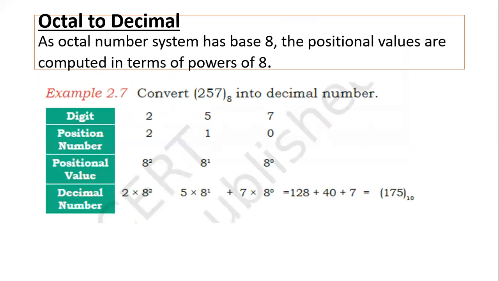Okay, so this is octal to decimal, as an octal number system has the base of 8. The positional values are computed in the terms of power of 8. So you have to convert 257 into decimal number. So the digits are 257. Positional numbers I've written 0, 1, 2. Positional values are 8 raised to 0, 8 raised to 1, 8 raised to 2. And then I'm just multiplying it and finally adding all of it together. Yes? Have you understood this?